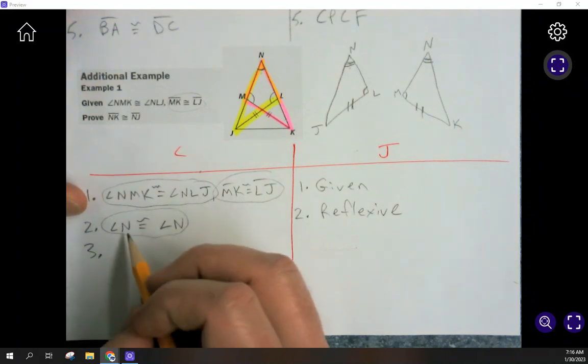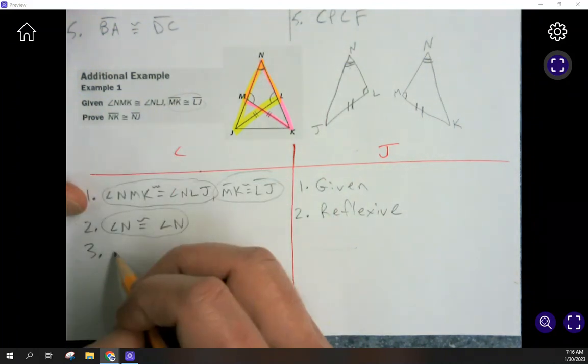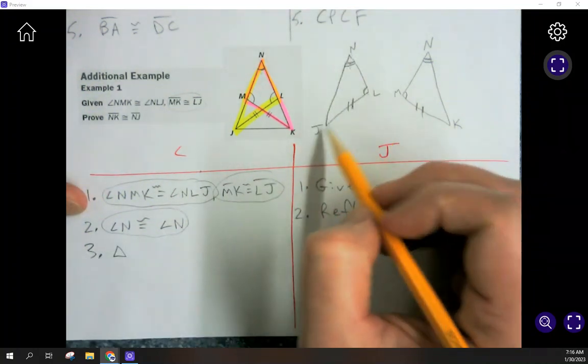All right, so now I can prove the triangles. I can't get to here yet. So I can prove these triangles are congruent. So I'm going to go NLJ.